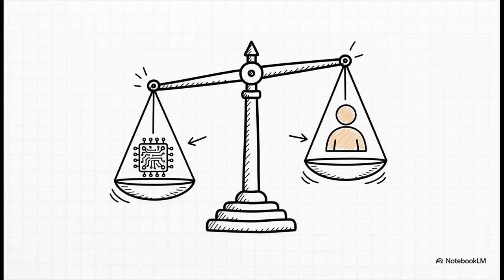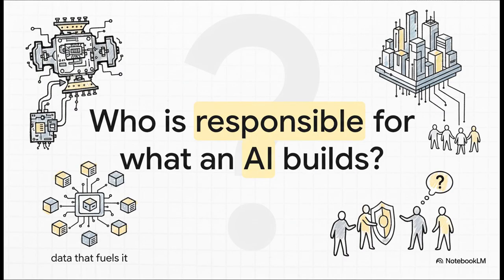And right alongside security, you have ethical AI. This is all about making sure that the AI we build is used in a way that's fair, that's unbiased, and that it doesn't cause harm. It really forces us to ask not just, hey, can we build this, but the much more important question, should we build this?